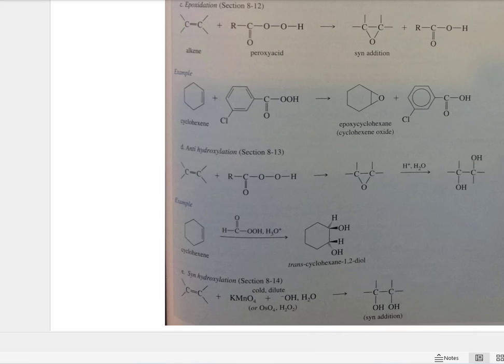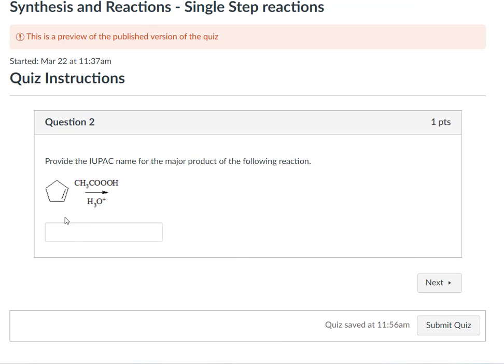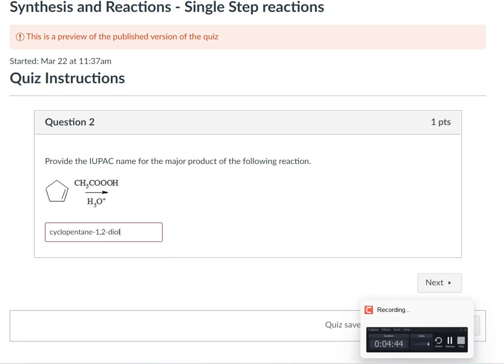So let's go and answer this question. This is not a hexane, this is a pentane. So I have a cyclopentane, and we're going to name this. I have a dash between the letter and the number, and then a comma between the numbers, and then finally the answer. So it's either going to be a cyclopentane 1,2-diol or a 1,2-cyclopentane diol. Submit that, and I would be done.